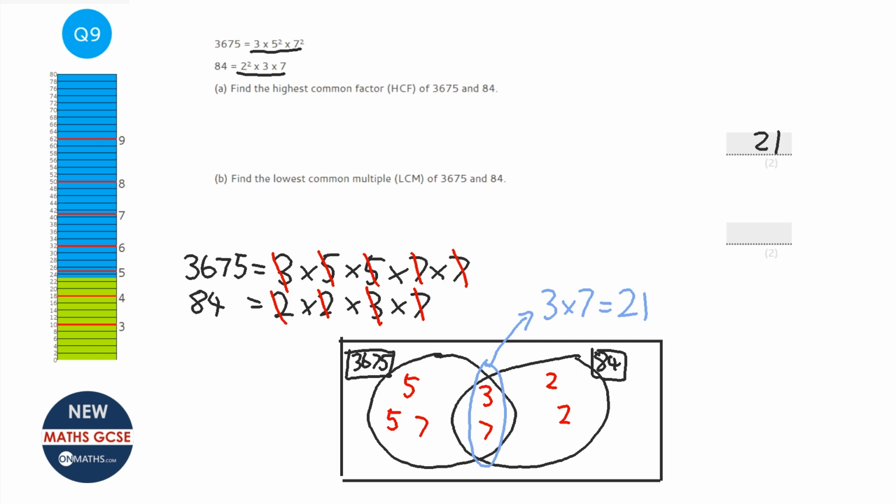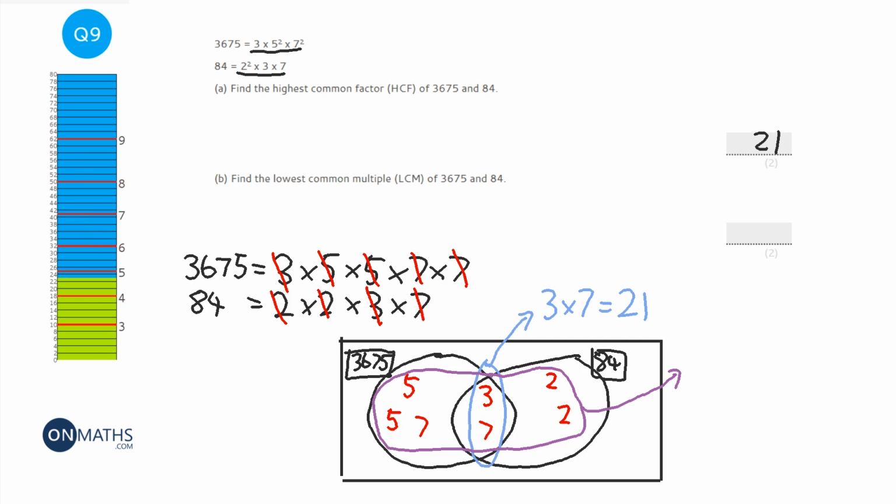Now, to find the lowest common multiple, which is question B, what you need to do is times all of them together, every single one. Now you might wonder, well hang on, surely that's just going to give us 3,675 times 84, so why couldn't I just do that? Well, the overlapping ones we're only going to write once. So the 3 and the 7 in the middle, we're only writing them once. If we did 3,675 times 84, we would be timesing by 3 and then timesing by 7 again. So we've already done the middle bit. So we've already done the 21 in the middle.